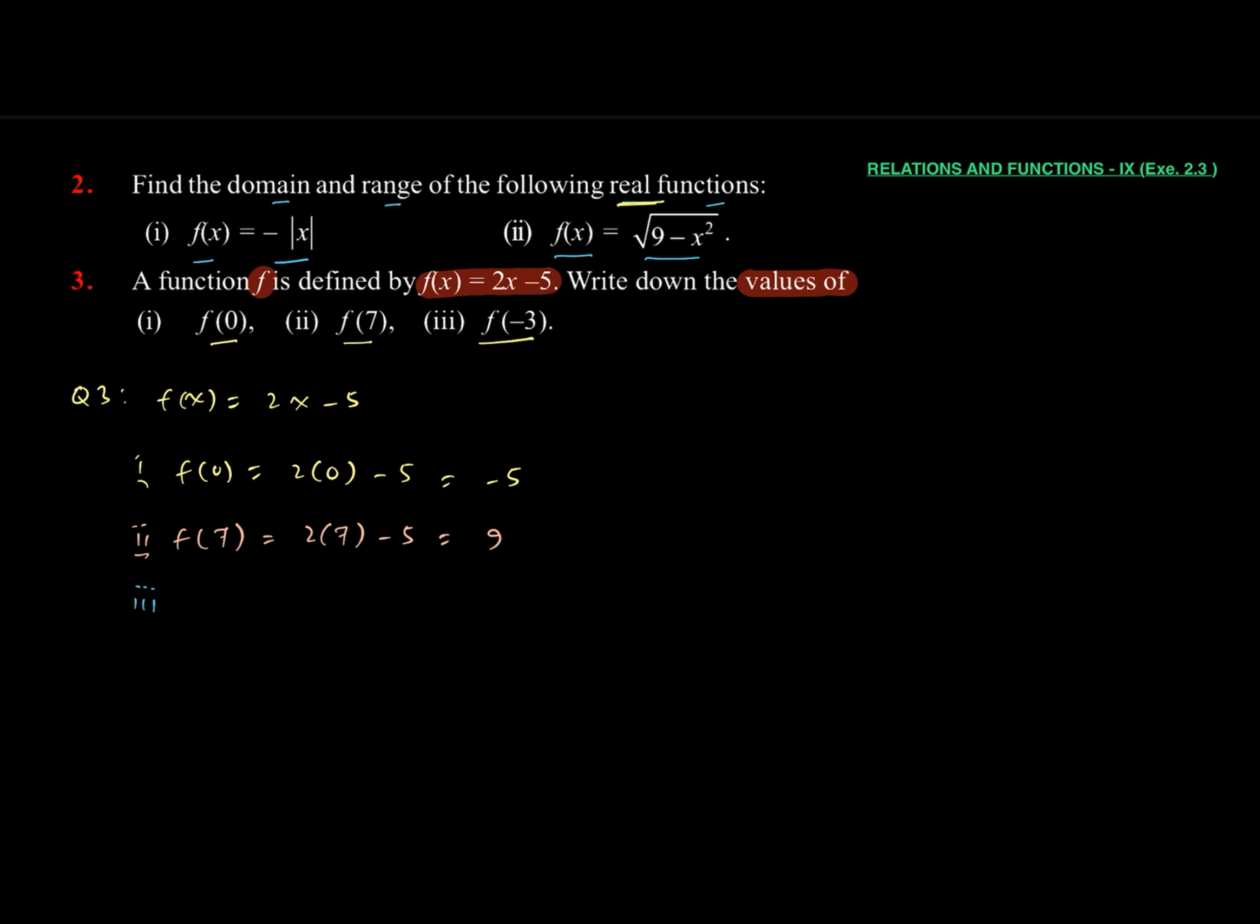And for the third part, we have value of x equal to -3. This will be equal to 2 times -3 minus 5 and that will be equal to -11. Hope this makes sense.